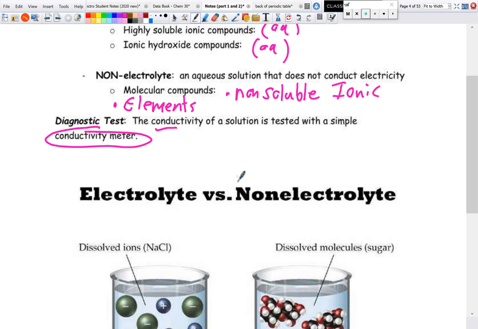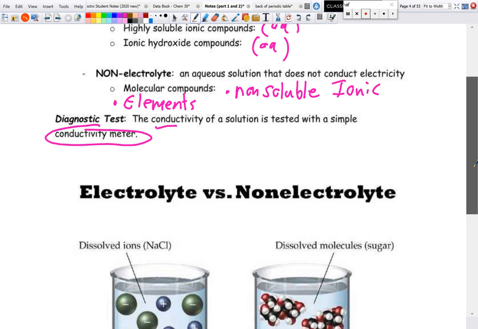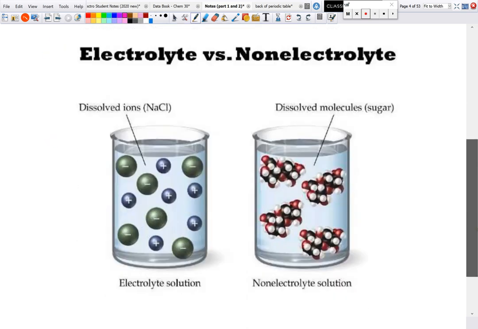Now, normally that's just a meter you stick inside a solution. If it flashes a certain color, like a bright light, that'll indicate that there are electrolytes in solution, and if it doesn't flash, then there are no electrolytes in solution.